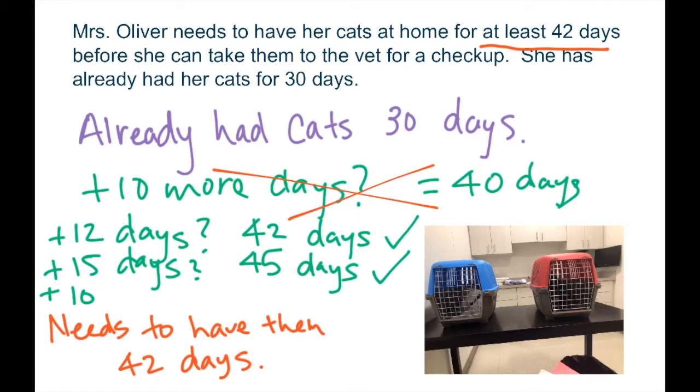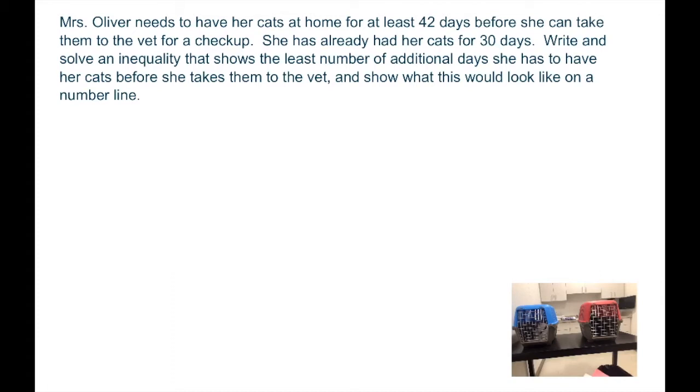What about 100 days? Well, if I had them 100 more days, that means 100 plus the 30 days I've already had them would be 130 days. And that's still at least 42 days. So yeah, that would work. And we could keep going with this, naming all of these different numbers that would make this true. We want to find an easier way to represent all these answers, and that's where we're going to use an inequality. So now I've just added on a couple of sentences to this problem that say write and solve an inequality that shows the least number of additional days that she has to have her cats before she takes them to the vet. And then we're going to show what that looks like on a number line.